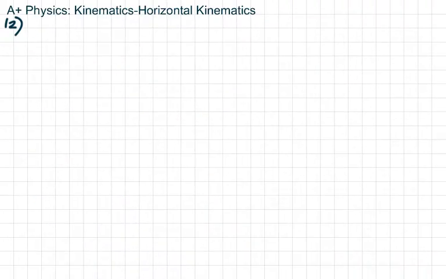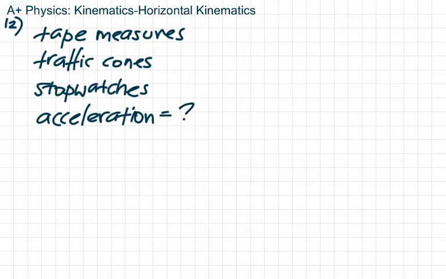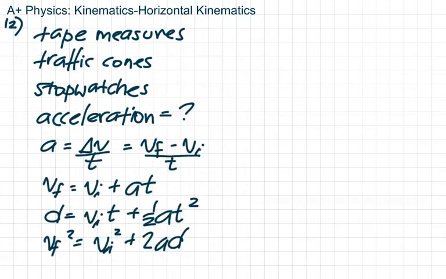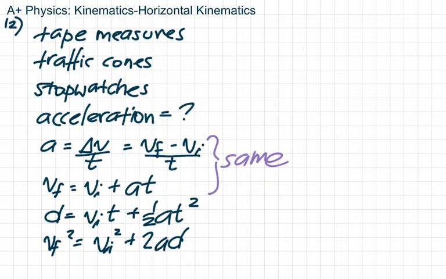Alright, 12 and 13, design an experiment. We're trying to figure out the acceleration of someone gliding down a slope. We have tape measures, traffic cones, and stopwatches. We want to figure out acceleration. Well, let's think about the equations that we have that have acceleration in them, and then we can think about what measurements we're going to need in order to get there. So there are our formulas, and honestly, we know the delta V over T and the VF is VI plus AT. Those are actually the same. So the variables we're talking about are time, displacement, and velocity.